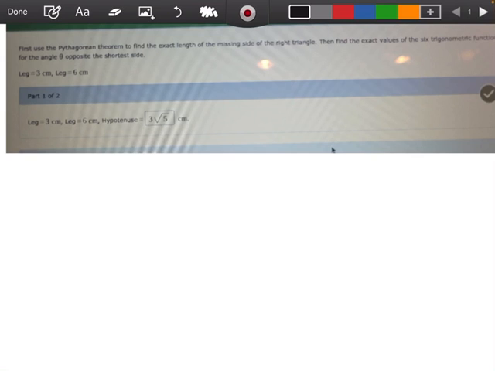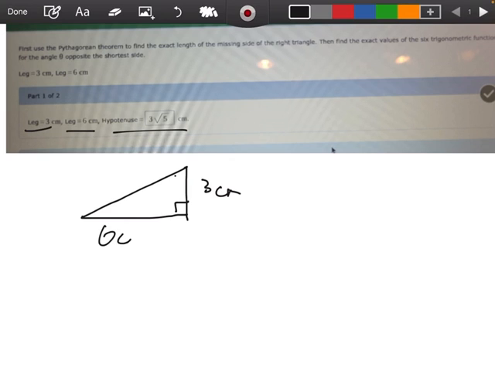So we have one leg that's 3, another leg that's 6, and we're looking for the hypotenuse, okay? So we're going to do something like this. Here's our right triangle. Let's say this side here is 3 centimeters. Let's say this side here is 6 centimeters. And it's telling me that the angle theta is opposite the shortest side. So this is going to be my theta right here, okay?